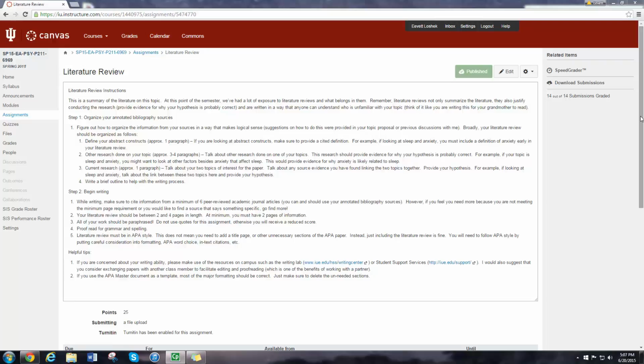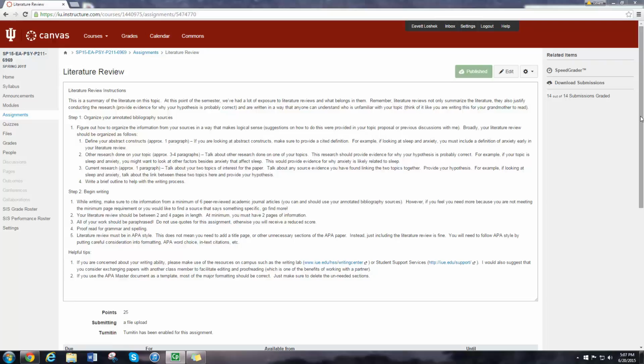So I would recommend writing a brief outline to help with the writing process. Go through your annotated bibliography information and then fill in the blanks for these 3 sections of your literature review. Decide what sources go to what, and if there's a big hole, like you may not have found any definitions for your abstract constructs, you should go back into the literature and find one. Again, we have a minimum of 6 sources that are required for the completion of this paper, but you can have as many as you want, as long as they're all academic journal articles.